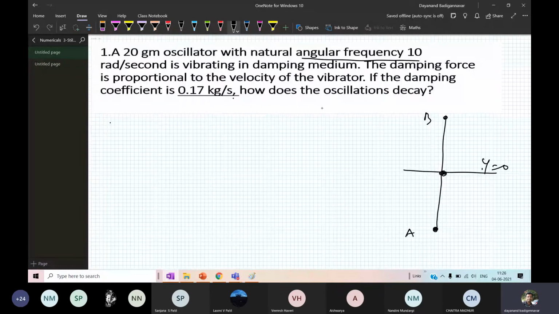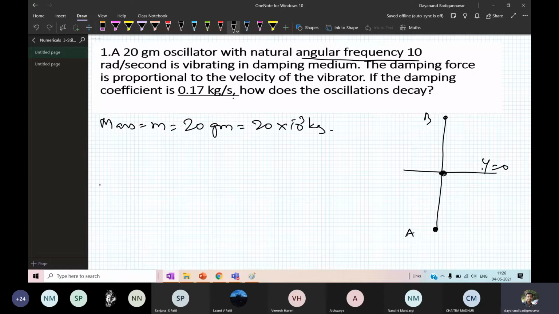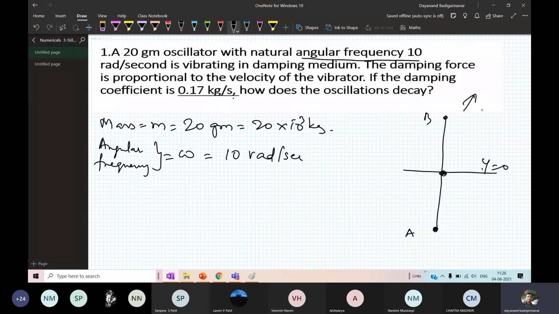Okay, so first you write the information. The mass M, I will take it as 20 gram. Gram means convert it into kg immediately. After that you write the angular frequency at which it is oscillating. Omega is equal to 10 radians per second. This system is oscillating between A and B, therefore it has an angular frequency omega.